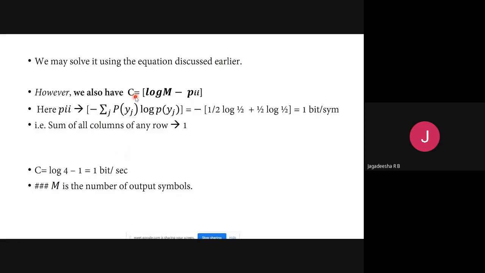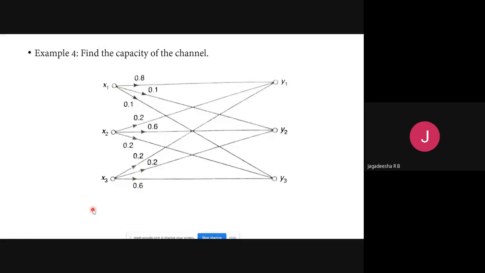Okay, now I move on to the next example. Probably this is the last example of today's lecture. In this case, you find the channel capacity. So here we have 3 inputs and 3 outputs, and the transition probabilities are given. Is it a symmetric channel? No, right?